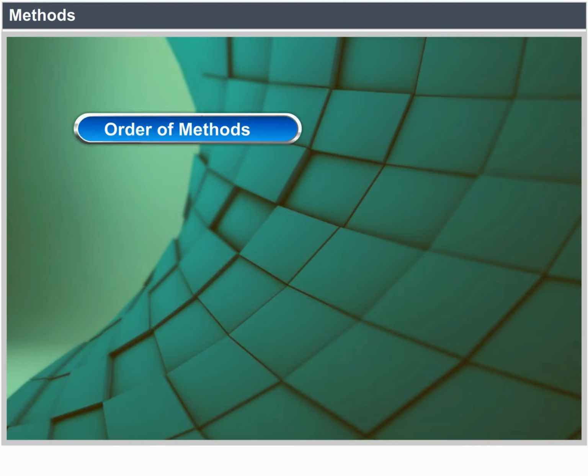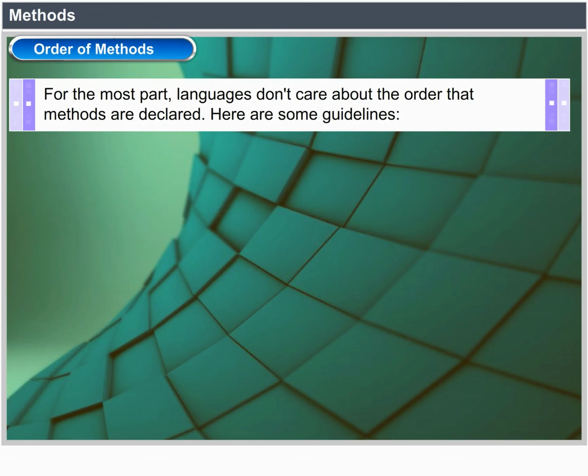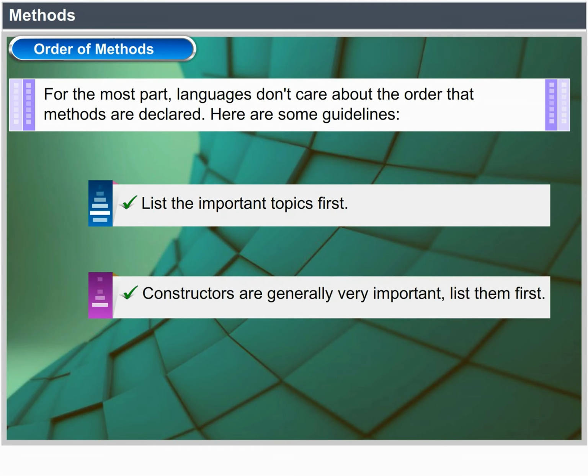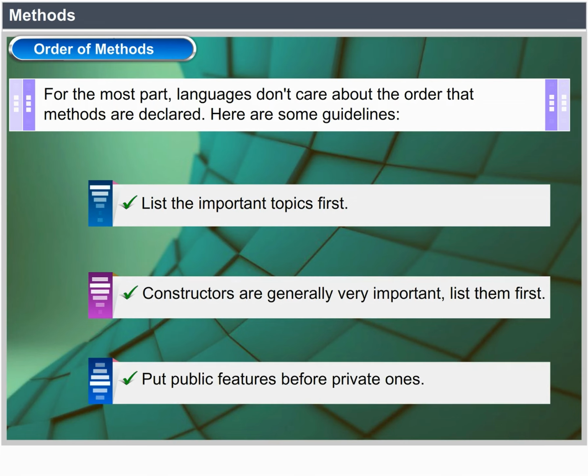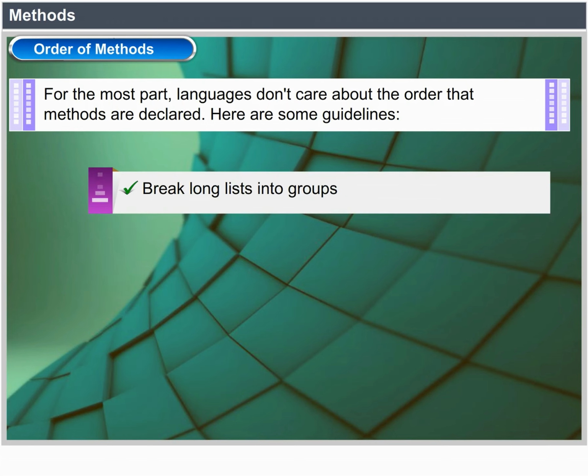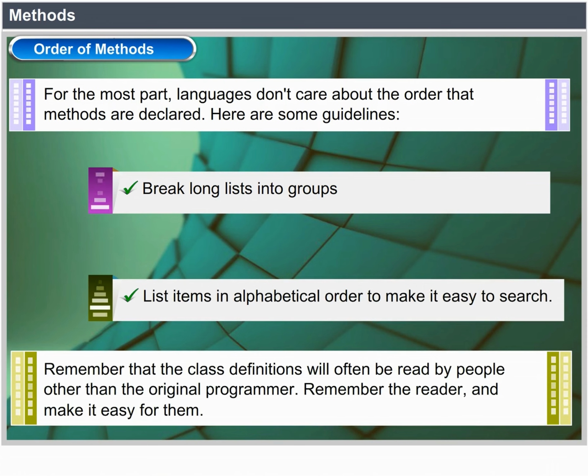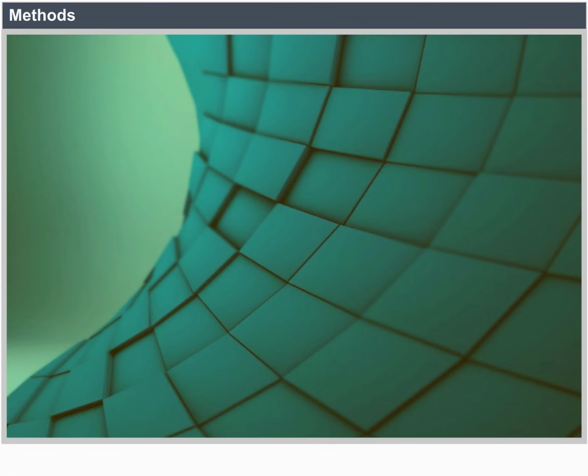Order of methods. For the most part, languages don't care about the order in which methods are declared. Here are some guidelines. List the important topics first. Constructors are generally very important, so list them first. Put public features before private ones. Break long lists into groups. List items in alphabetical order to make them easy to search. Remember that the class definitions will often be read by people other than the original programmer. Remember the reader and make it easy for them.